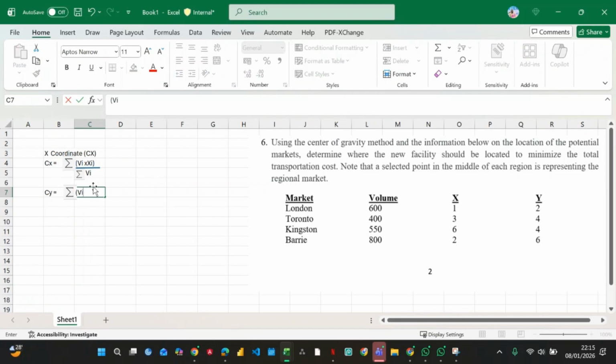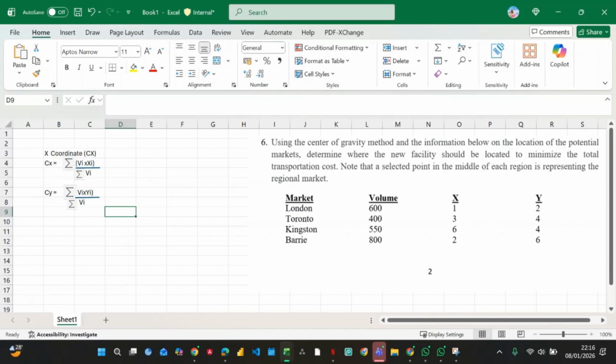So this is going to be vi multiplied by yi, right? So this is now going to be divided by summation of vi. So this is the formula. Just write the formula like that.